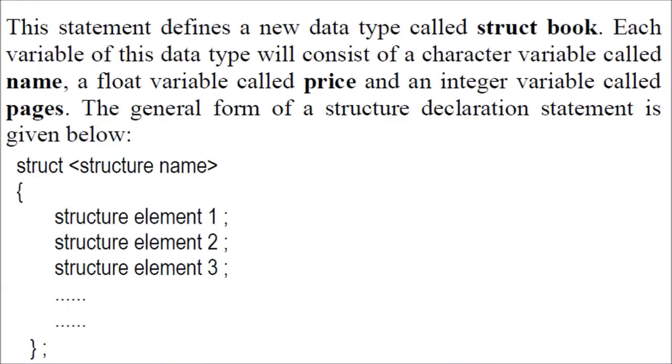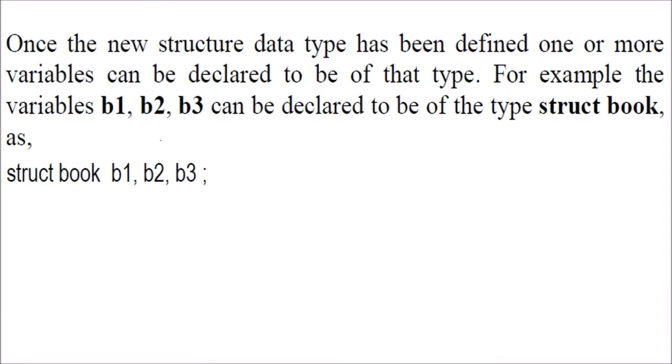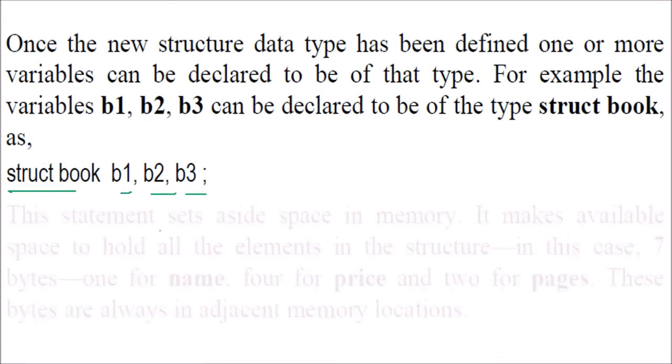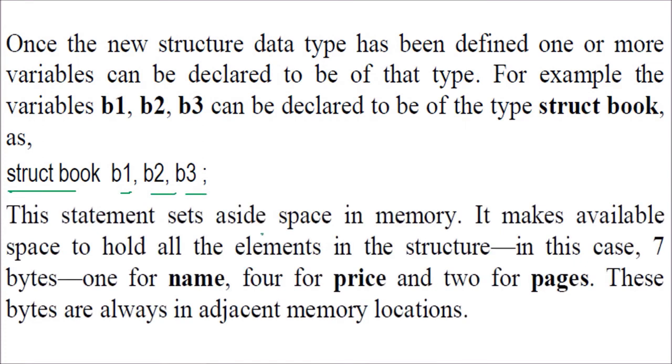Then this statement defines struct book. We have name, price and pages. These are dissimilar entities. So if you want to generalize it, then struct, then structure name, and these are different elements followed by the semicolon. And we see that once we have declared a structure, this struct book B1, B2, B3, these are 3 variables, and this statement will set aside space in memory. So it makes space available to hold the items. So say we have name, price and pages. So how much or how long will the size be?